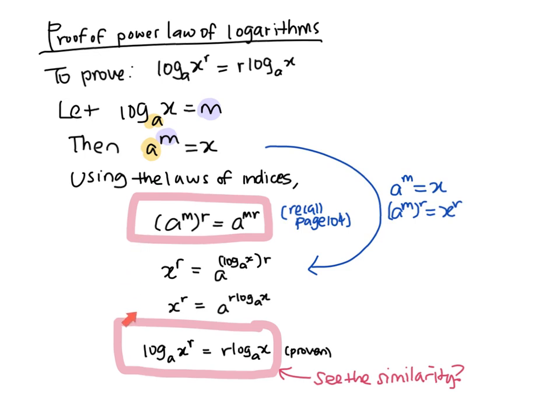When we compare the two, on the left hand side we have a to the power m raised to the power r. Within the logarithm, x is being raised to the power r. For the right hand side, a is raised to the product of m and r. For the right hand side, we have the product of r and log x base a. And this is the product that a needs to be raised to in order to get x to the power r.